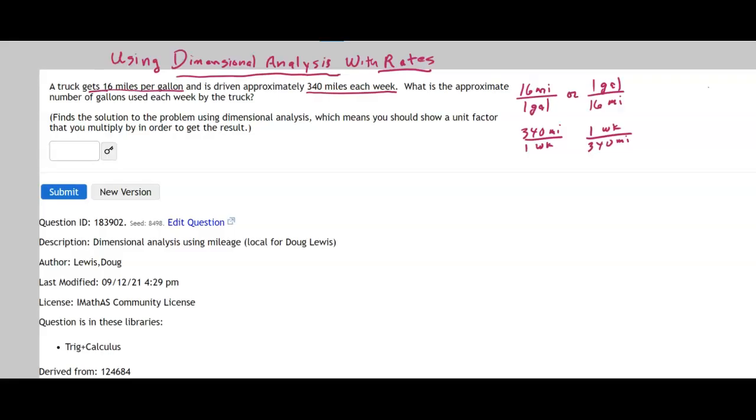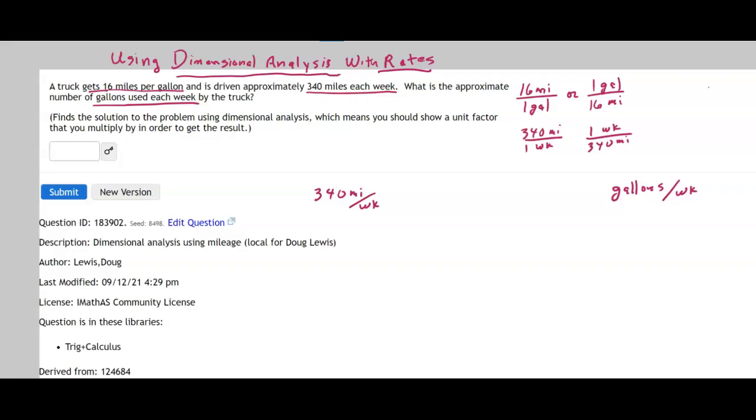Now, for this problem, they're asking us for basically a rate in the answer. They want total gallons used each week. So we want gallons at the end, or you could say it's gallons per week if you want it. And to find gallons per week, we'd say, well, we know there's 340 miles per week. So basically, in a way, we're converting this 340 miles per week to gallons per week.